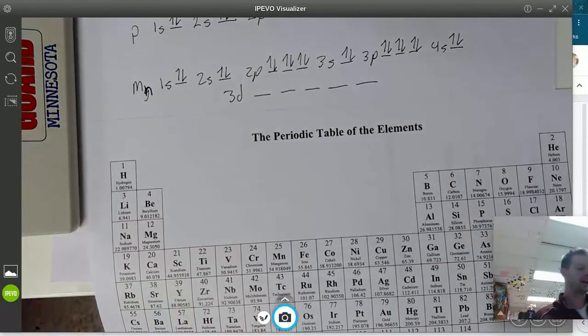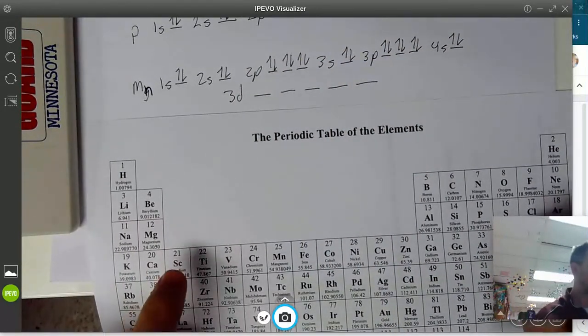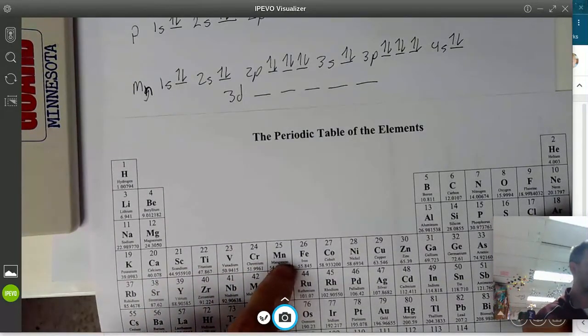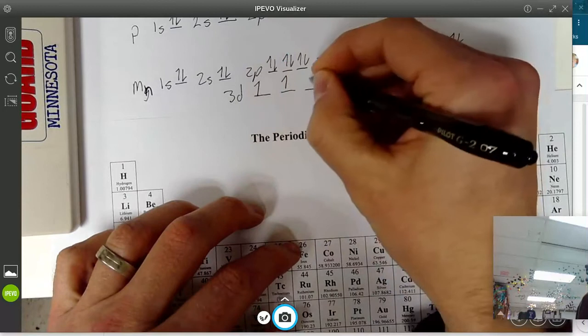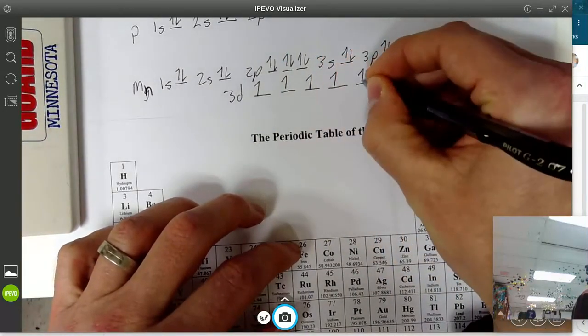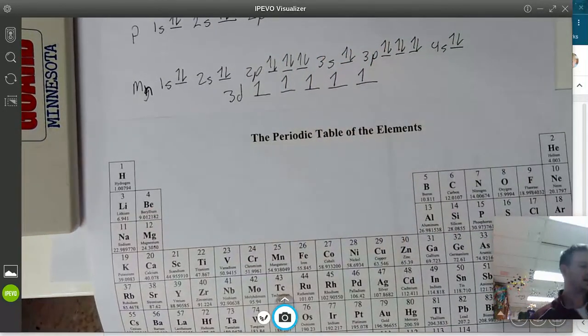Now, D's have 5 orbitals. Right? 5 orbitals. And for manganese, I am 1, 2, 3, 4, 5 more than I need. So guess what's going to happen? I'm going to come back here, and I am going to put in my 5 electrons. And I end up with manganese. Right? A really nice look.